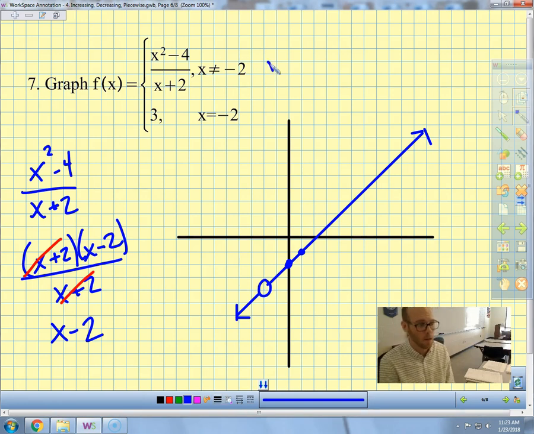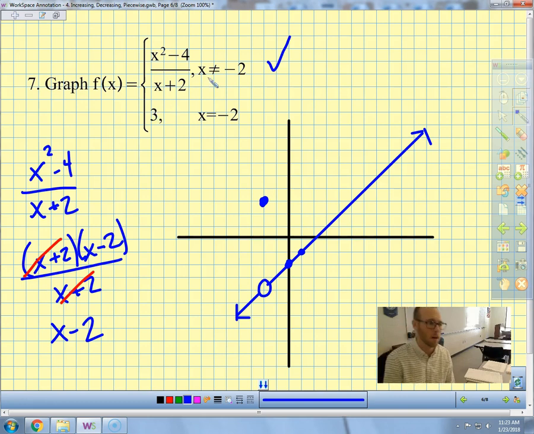Okay. So now we just graph the top. Now, when x equals negative 2, what is our y value? Our y value is 3. So we have this additional point at x equals negative 2. We're actually going to set it equal to that. So our graph is a line with a hole in it when x equals negative 2, where we instead take that y value of 3.